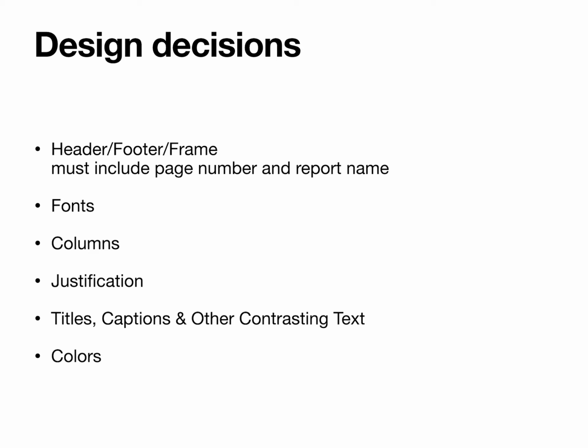Then whether you want a single column design or multi-column design, the justification of the text, in other words, if it's ragged on the right, ragged on the left, or full justify. Then how you're going to deal with titles, subtitles, captions, any kind of contrasting text in your report, and finally the colors.